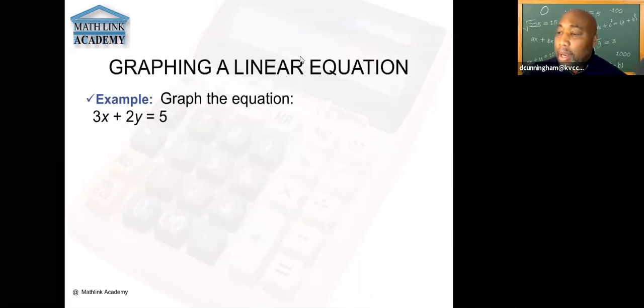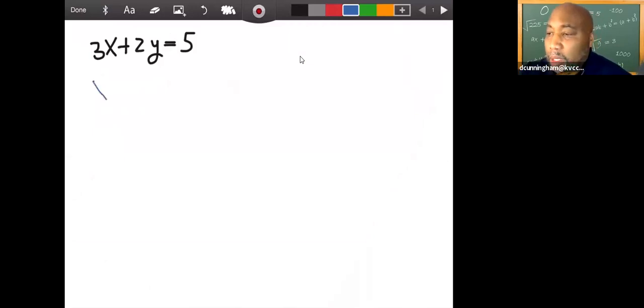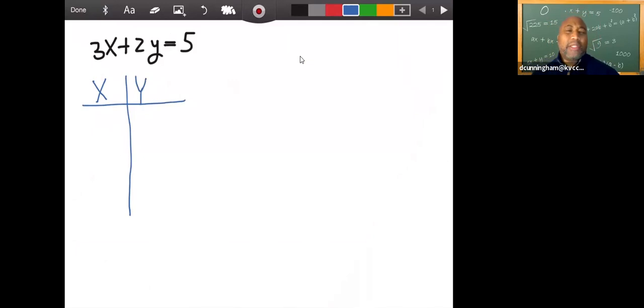So let's look at our problem here. We want to graph this equation: 3x plus 2y is equal to 5. So let's go on our whiteboard and actually do this. So here's our equation. 3x plus 2y is equal to 5. And so the first thing we're going to do in order to graph this, we're going to write a table. So we want to graph this and see how this looks.